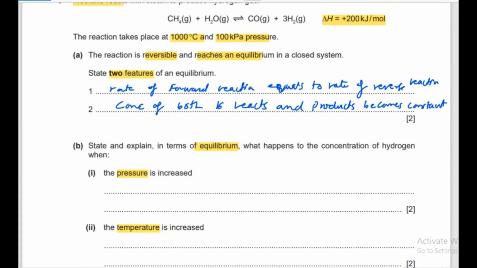State and explain the effect on equilibrium. What happens to the concentration of hydrogen when the pressure is increased? When the pressure is increased, there are 2 moles on the left hand side and 4 moles on the right hand side. So when pressure is increased, the position of equilibrium shifts to the left because it shifts from more moles to fewer moles. Equilibrium shifts to the left, and as the hydrogen is on the right hand side, the concentration of hydrogen decreases.